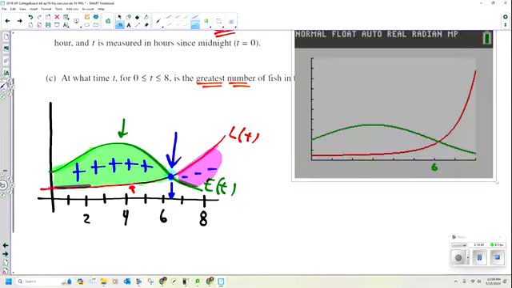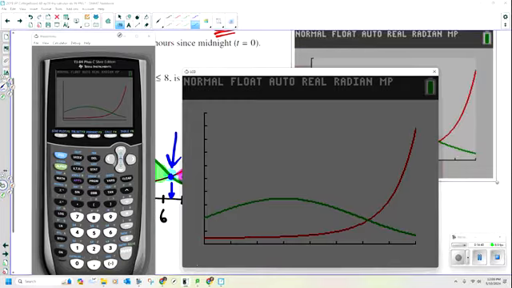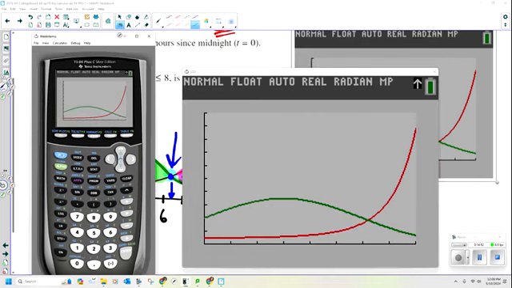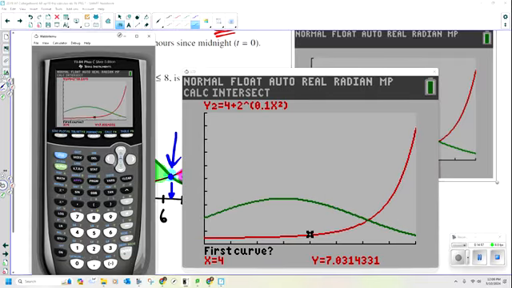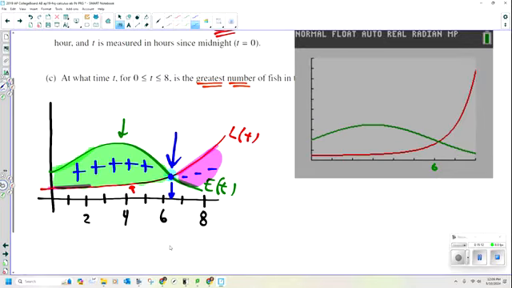More fish are leaving. So on our calculator, we just need to find that intersection point. I hit second trace, and I pick intersect, and hit enter 3 times. 1, 2, 3. There it is. At the bottom, it says x equals 6.203. I'll round that 3 up to a 4, so I got 6.204. That's the time where I'm going to have the most fish.